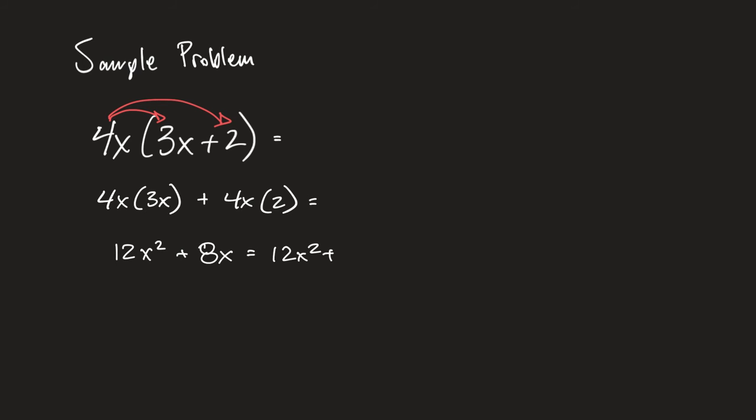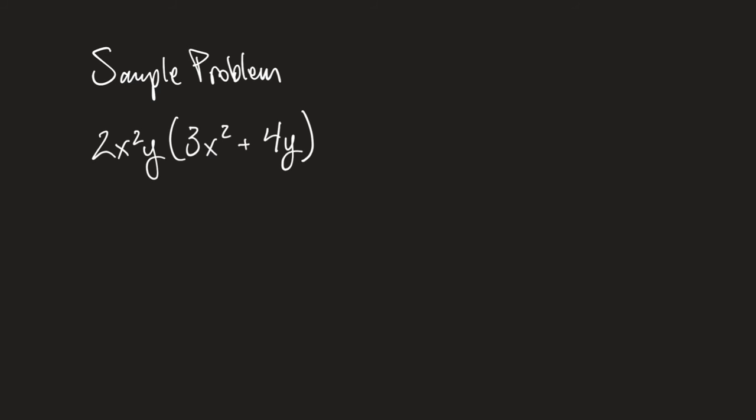And I'm done. I cannot simplify. I cannot combine 12x squared with 8x because while the variable is the same, the power, the exponent, is not. So I can only add them together if the exponents are the same. And we're done. Here's a sample problem that's a little more involved.